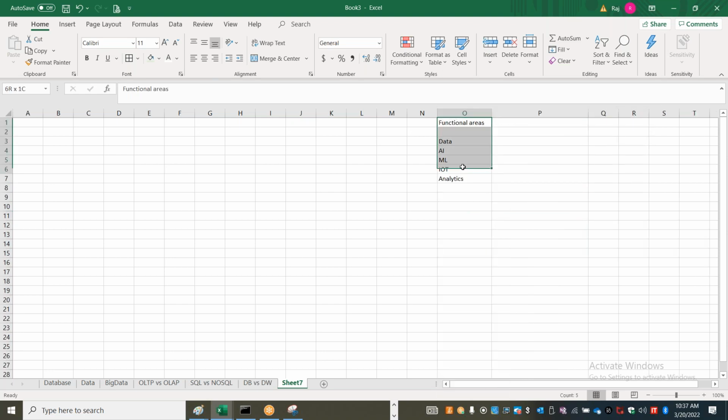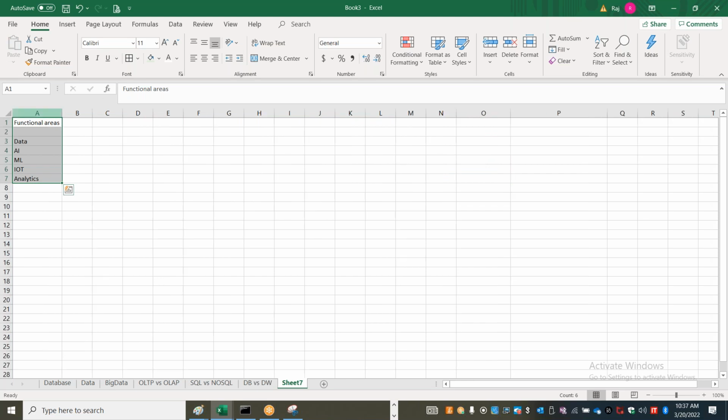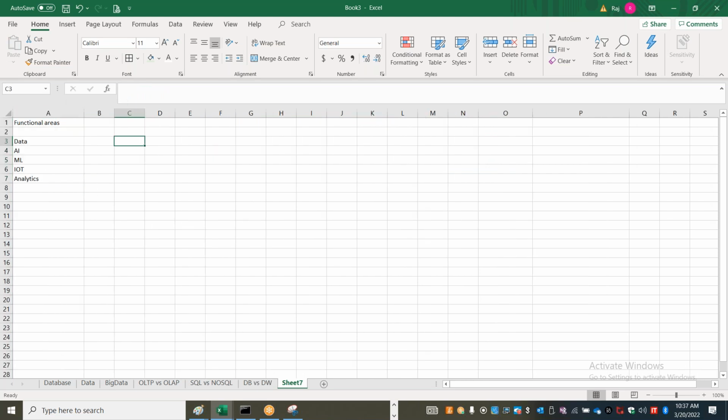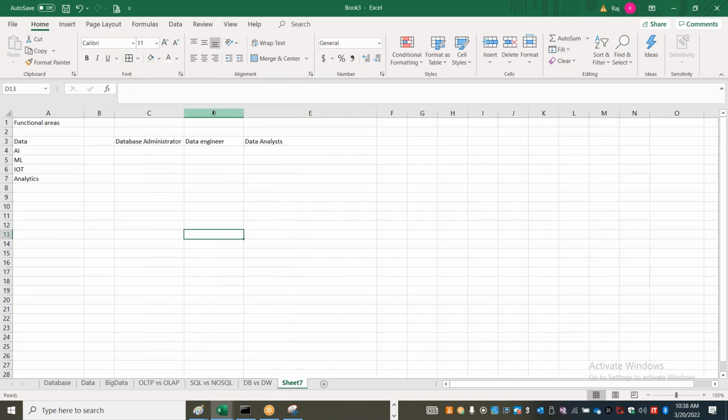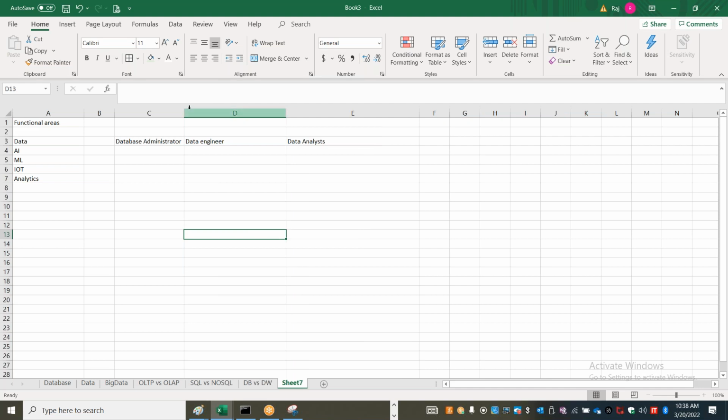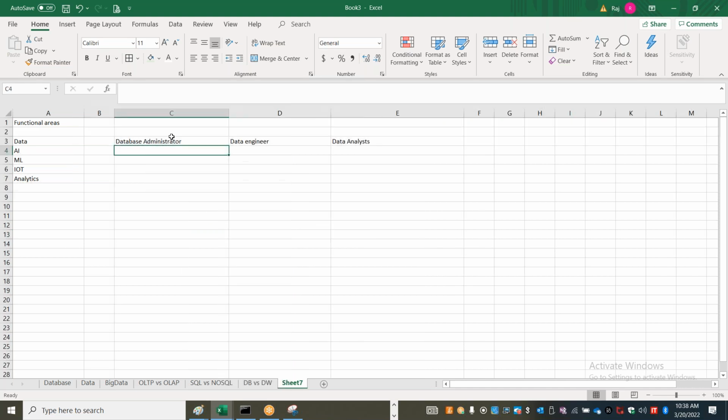Even if you talk about the function, data, there are different roles, right? There are people who work day in day out on a database. They are called database administrators. And similarly, we have people who work on just data. There are people who just work on analytics, or they are doing only analysis on the data or the information. So they are closely related, but the role is completely different. The responsibility is completely different.